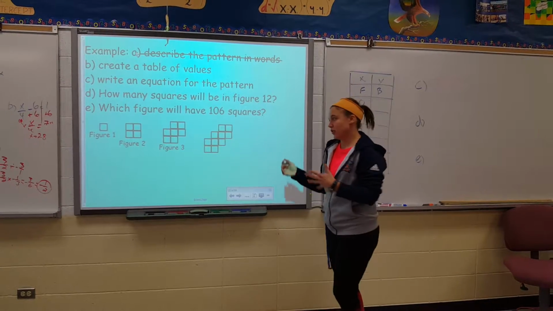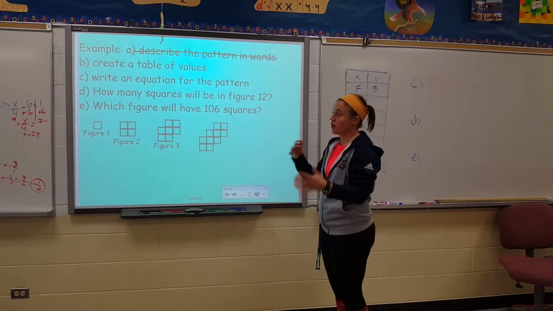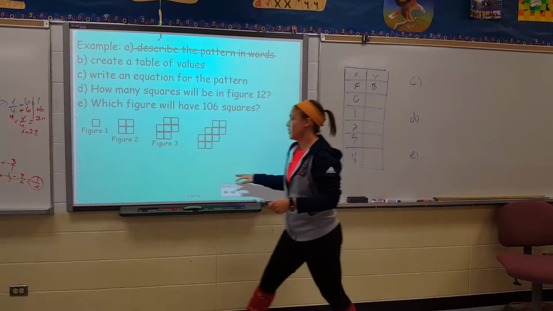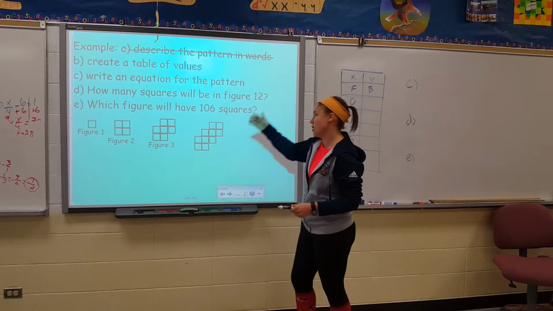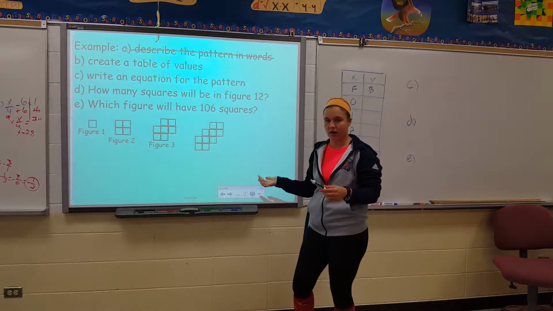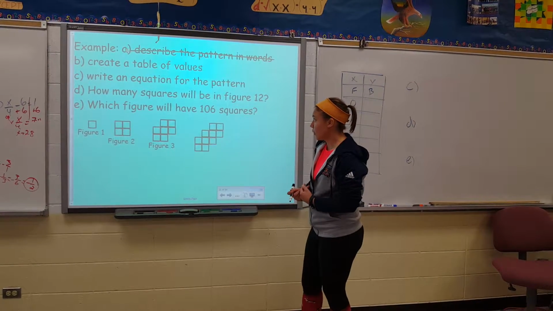Now what you'll end up having is a pattern. You need to create the table, get the equation, and solve some answers from it. So here we have a pattern that's happening between figure numbers and blocks, is what I'm calling them, because squares, if I make that a variable, looks like a 5. So we're going to call it blocks.